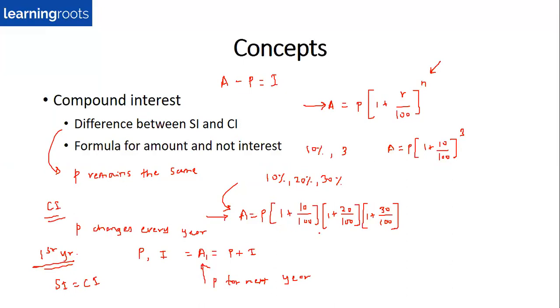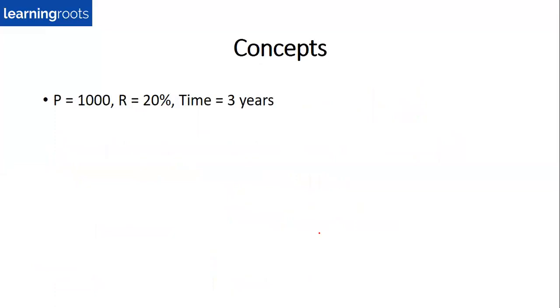Okay. So let's take a small example and see how SI and CI will look. If I start with, say, SI, I'll be writing CI on this side. First year, what will happen is, on principal 1000, R is 20%. So in this case, you are going to get 200 rupees. So interest will be 200, and amount at the end of first year is going to be 1200.